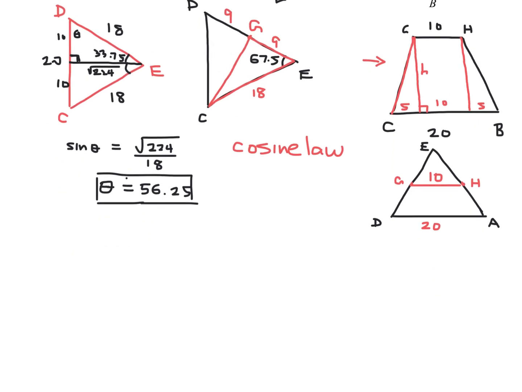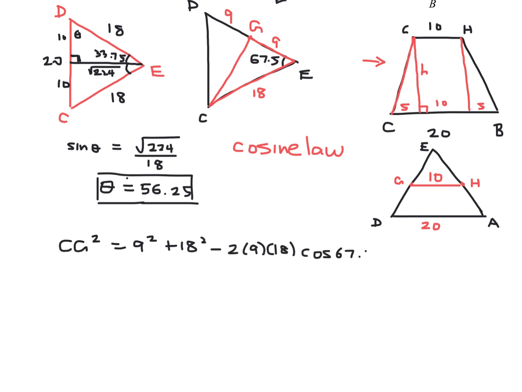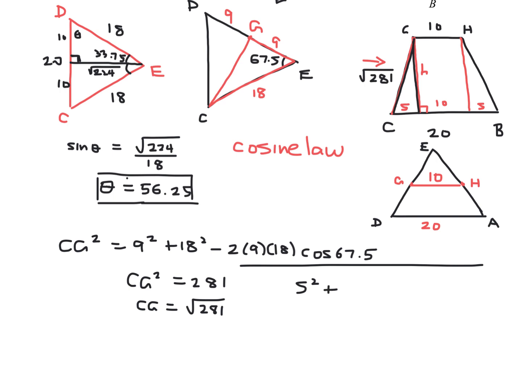Okay, so here we go. Cosine law. CG squared is equal to 9 squared plus 18 squared minus 2 times 9 times 18 cos whatever that angle was. I'll let you crunch out these numbers. When you do, you get exactly 281. It's a nice round number, there are no decimal points. And therefore CG is root 281. So this here is root 281. Now we just use Pythagoras on that triangle. So 5 squared plus 8 squared is equal to root 281 all squared. When I crunch out these numbers, I get H equal to 16.